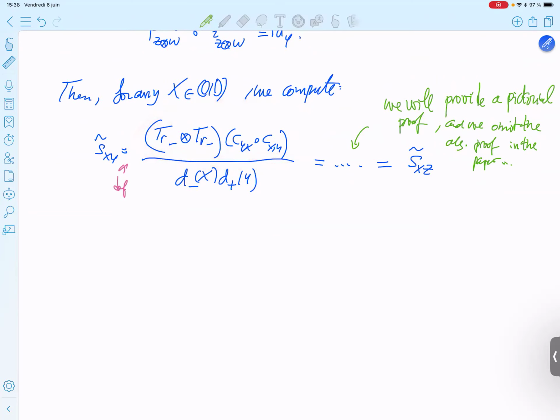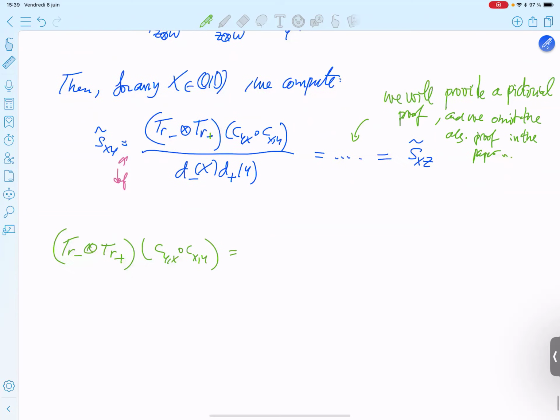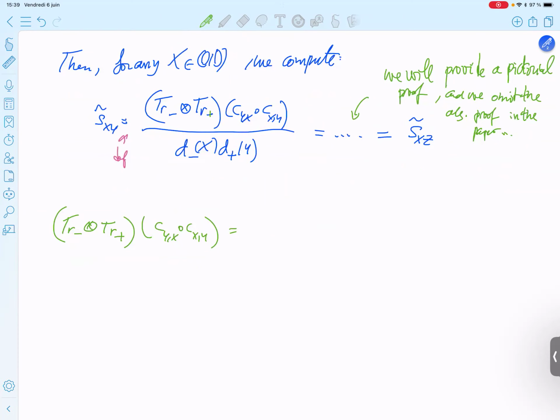So trace, minus tensor, trace, plus, trace plus, C_YX composed with C_XY is equal to what? So the picture is the following. So here we did not divide by the dimension. We will consider this dimension at the end. So phi X, so the natural isomorphism here, the double braiding.